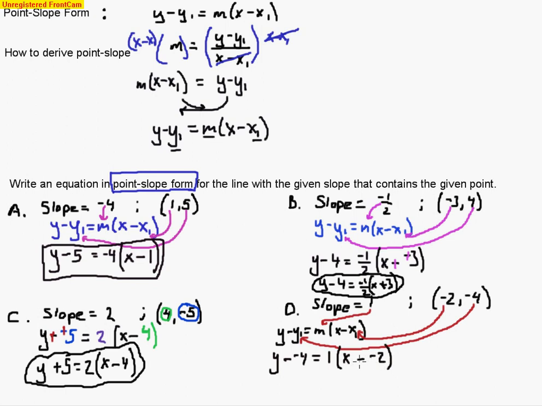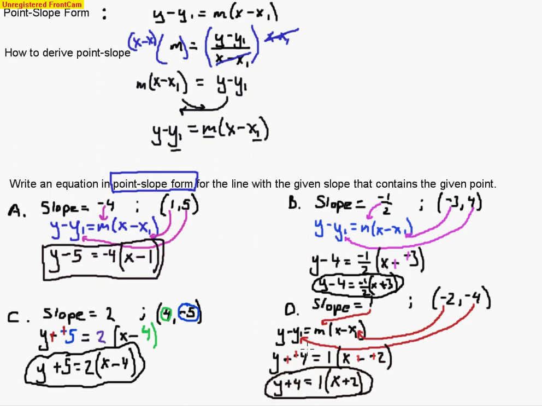So it's always minus, and then if it's a negative number, you write that negative value in there. And so anytime you have minus negative, just change that to plus positive, and then rewrite your answer in that form. So we'll rewrite that as y plus 4 equals 1 times x plus 2. And that would be our answer right there.